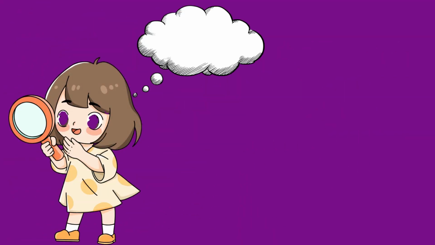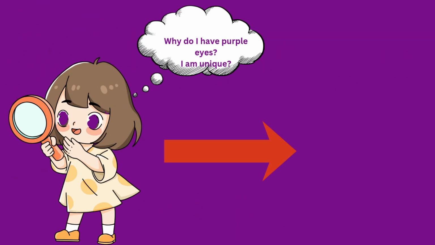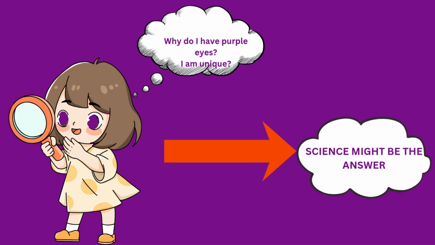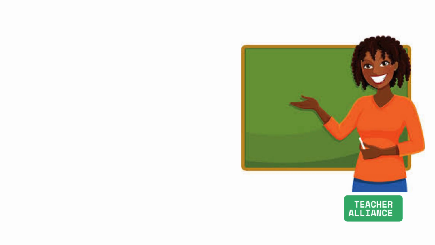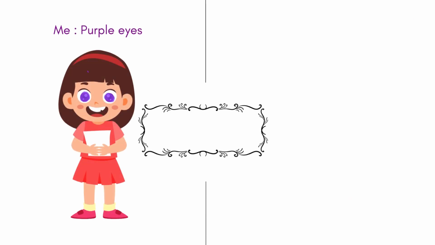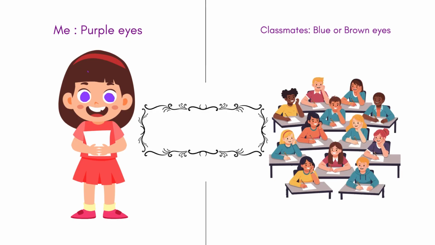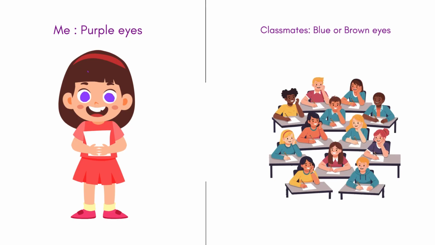Ever since I was a kid, I always wondered why I have purple eyes. Maybe I should ask my science teacher? What's going on with you today? Teacher, I was wondering about this enigma that always triggered me when I was a kid. I have purple eyes while my classmates have blue or brown eyes. Is this related to the mutation class we had yesterday?